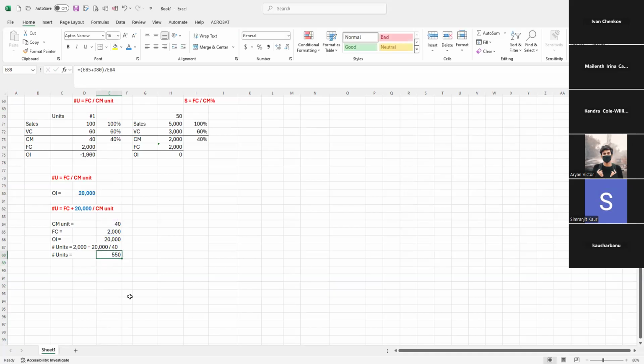And the formula says I have to sell 550 units. If I sell 550 units, my operating income will be $20,000. So let's see if that's true. If I change this one to 550, then my sales will be this number times that number.